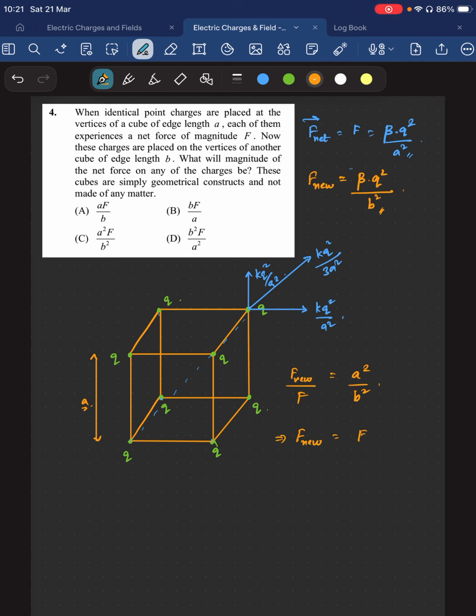So a question which seems pretty lengthy at first glance, where the brute force approach would be to calculate the force due to all the 7 charges, is greatly simplified by making use of proportionality. Hopefully this question proved useful to your understanding. See you guys again in the next question.